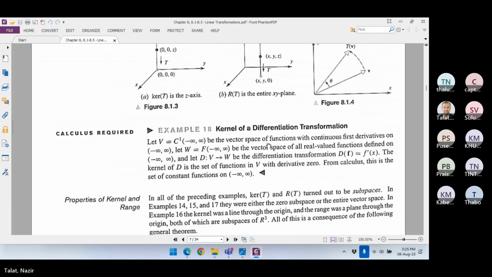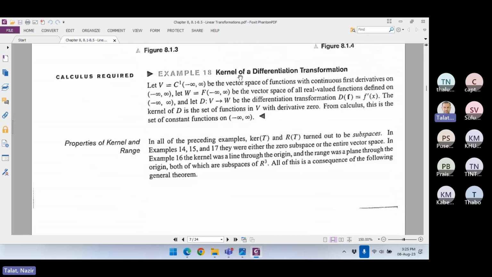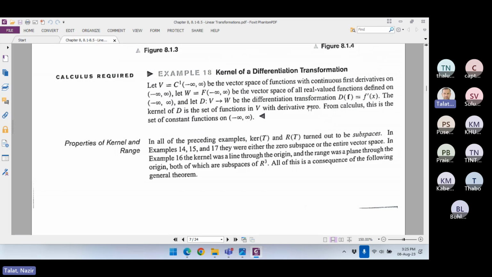So this is also another example, the kernel of a differential transformation. For a differential transformation, we can identify what the kernel is. The kernel will map 0 to 0, and moreover, if we take the derivative of any constant function, its derivative is equal to 0. It means all the constant maps belong to the kernel of T in that case, or kernel of D.